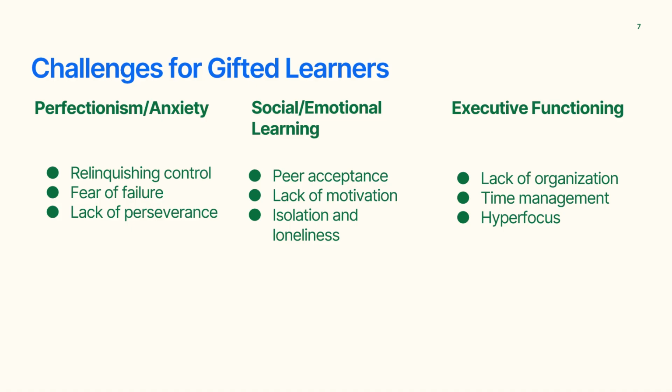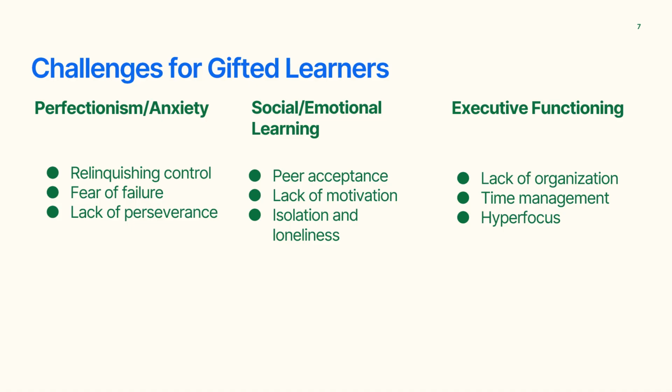The second area where you will see challenges for gifted learners is with social emotional learning. This is when gifted learners can often struggle with peer acceptance because they may be thinking differently about an academic task. They may experience a lack of motivation if the learning activities are not challenging enough, or they may experience isolation and loneliness because they are thinking differently about something in the classroom. So these are all areas within social emotional learning to be aware of.